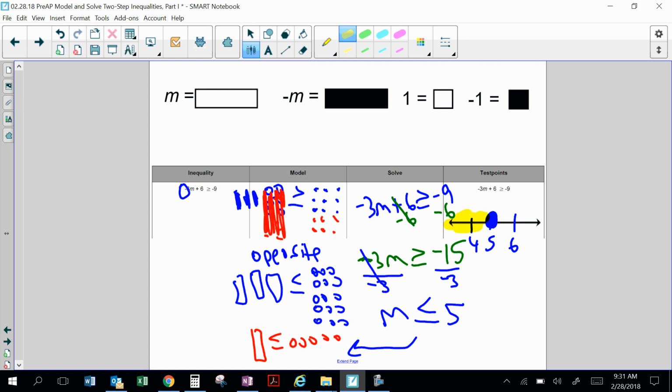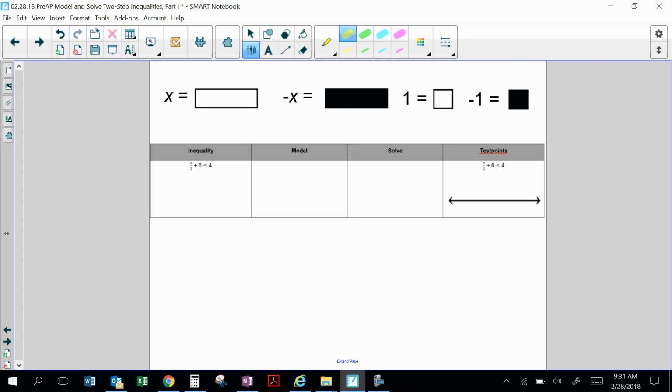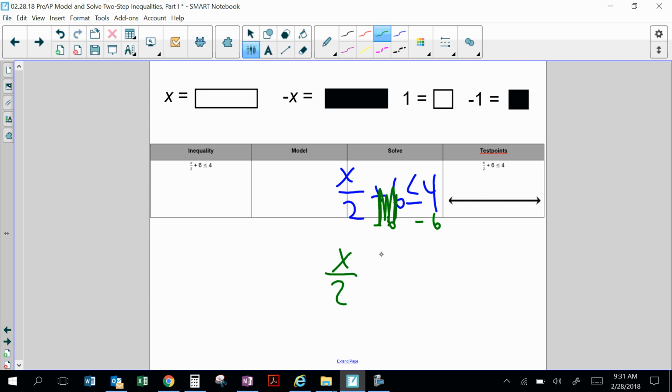And our last question is this one. I'm not going to draw this one because it's a pain to draw this one. So I'm just going to solve this algebraically. Is the x isolated on the left side, class? It is not. How can you get rid of the plus 6? I subtract 6 on both sides. This cancels. So x divided by 2 is less than or equal to 4.